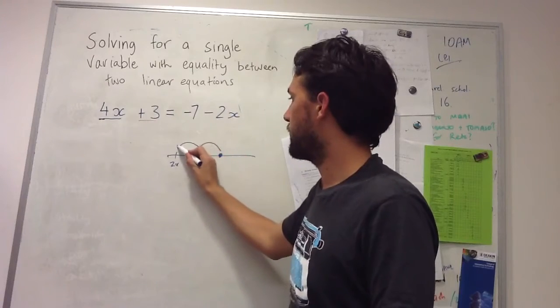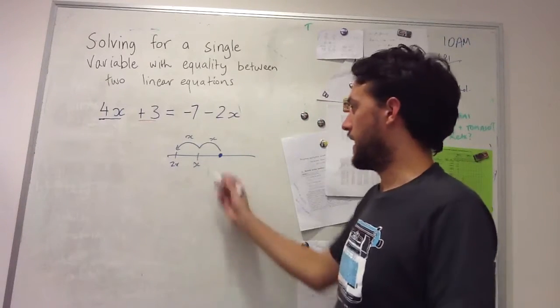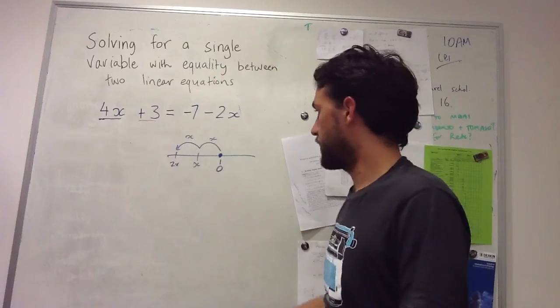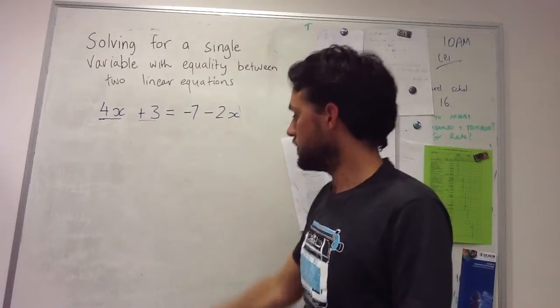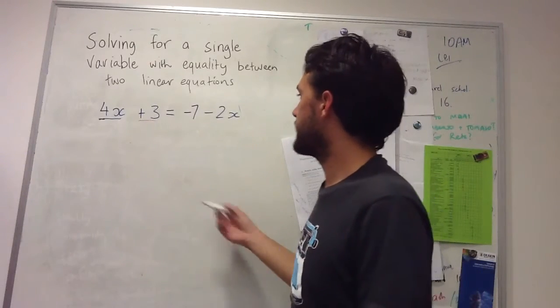So basically I've gone back a step of x each time, and to get back to this 0 point, I need to reverse that process. So I'm going to add x to both sides. And usually I set it out like this.